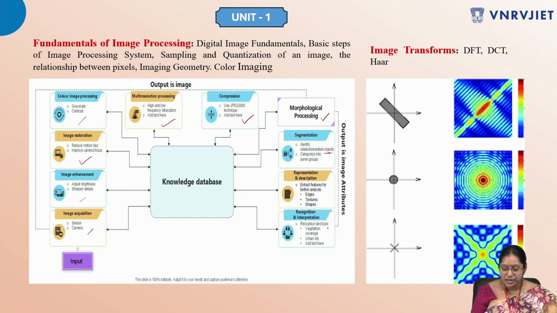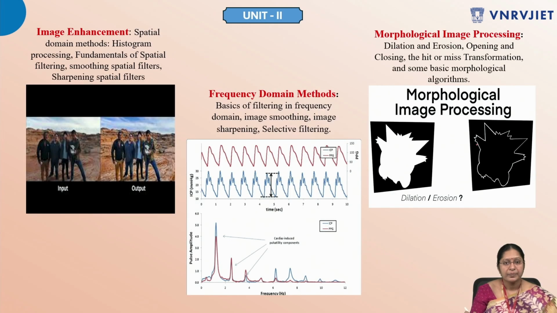Recognition and interpretation is the last model. Here, recognition of land type, vegetation, coverage, urban city, and likewise these set of operations are under recognition and interpretation. Next, coming to the second part of Unit 1, here we have discrete Fourier theorems and Haar theorems for transformations. Next, Unit 2 covers three concepts.